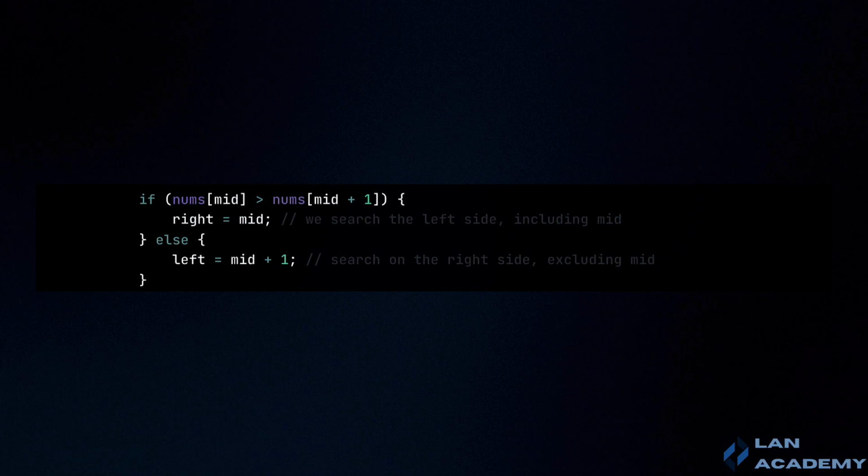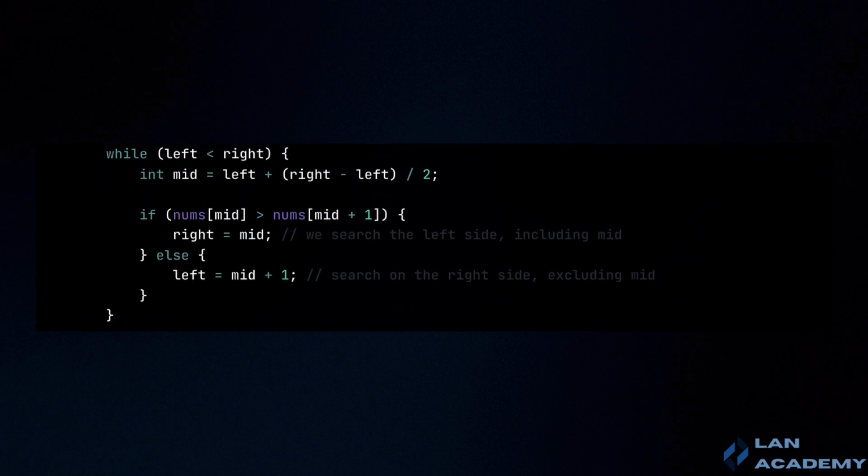If nums[mid] is less than or equal to nums[mid plus 1], it indicates that a peak might be present on the right side of the current range, excluding the mid element. Thus, we adjust the left boundary to mid plus 1. This process is repeated until the search range becomes empty, which happens when left is no longer less than right.